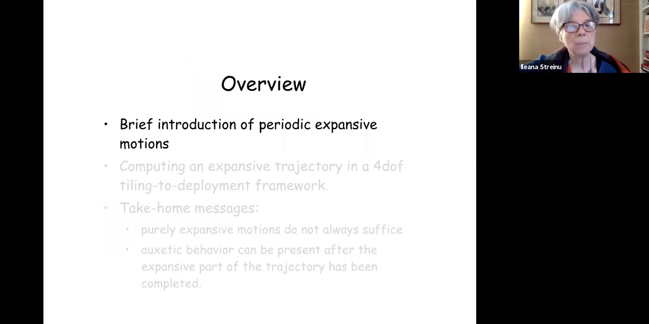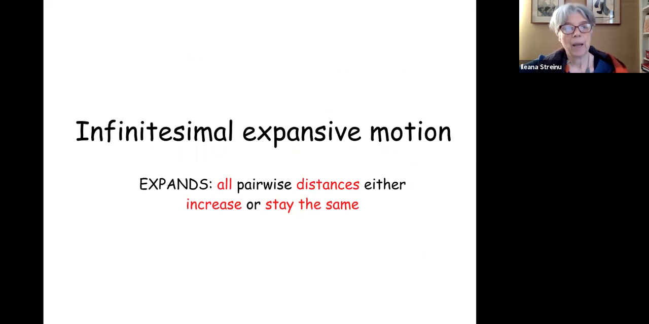Yeah, so let me start with a brief introduction of periodic expansive motions. First, infinitesimal ones. What it means is that as your framework moves infinitesimally, all pairwise distances tend to increase or stay the same. So none of them will decrease, but all of them. Whereas in an auxetic deformation, this is not a constraint. So expansive motions are more constrained than auxetic ones.